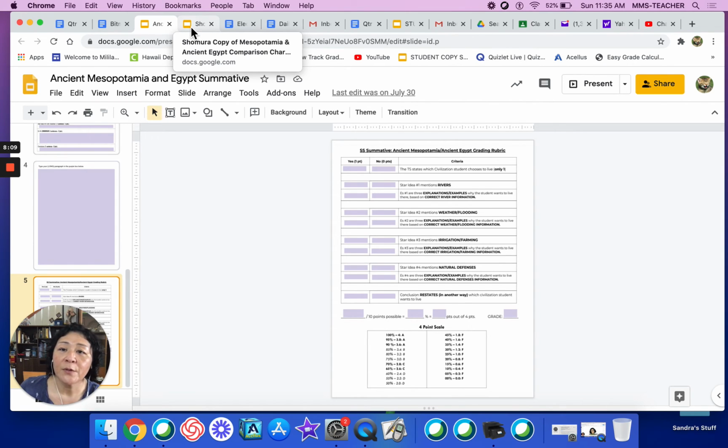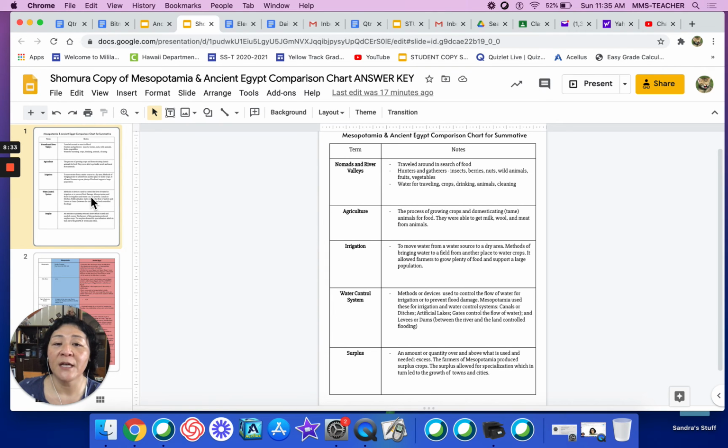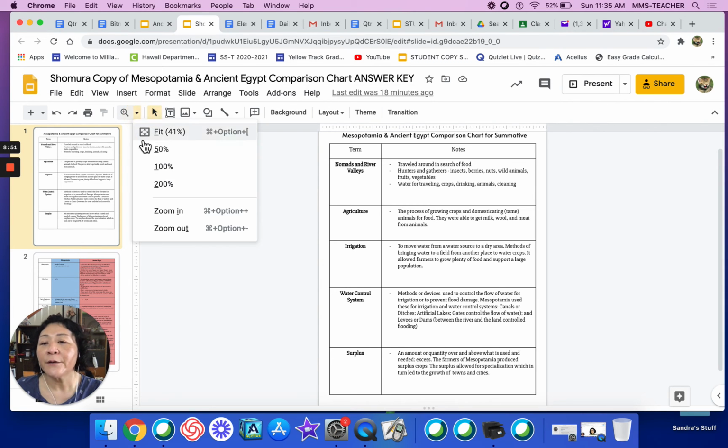Well, I'm going to show you one place that you can. If you'd like, you could pull up your ancient Mesopotamia assignment slideshow and your ancient Egypt assignment slideshow. But if you want to just go to one place, you could go to the ancient Egypt and ancient Mesopotamia comparison chart. Now, your comparison chart might look a little bit different because I separated it and made it bigger so that it now takes up 2 slides instead of a single slide, and you will see. So I'm going to zoom into here.